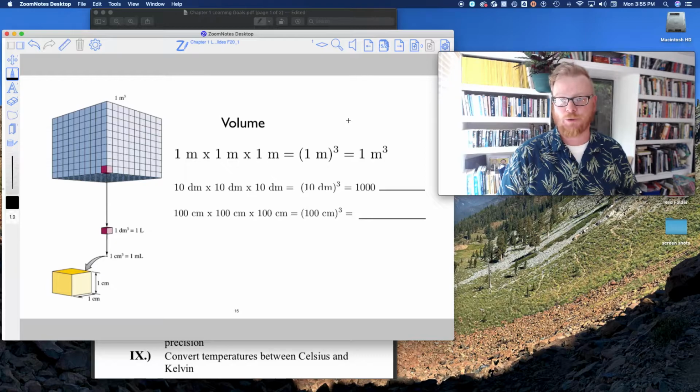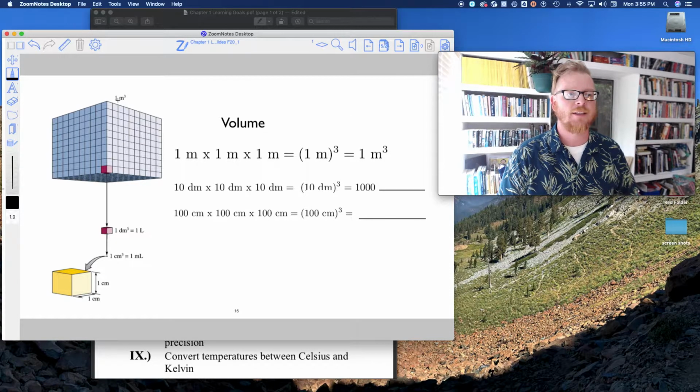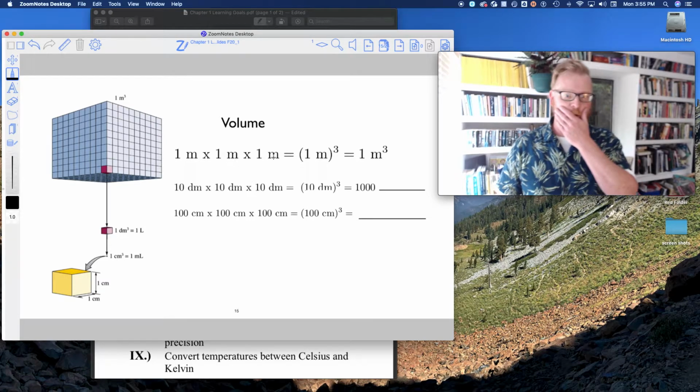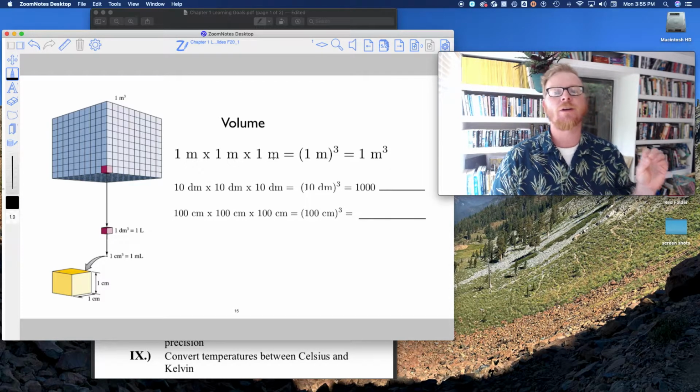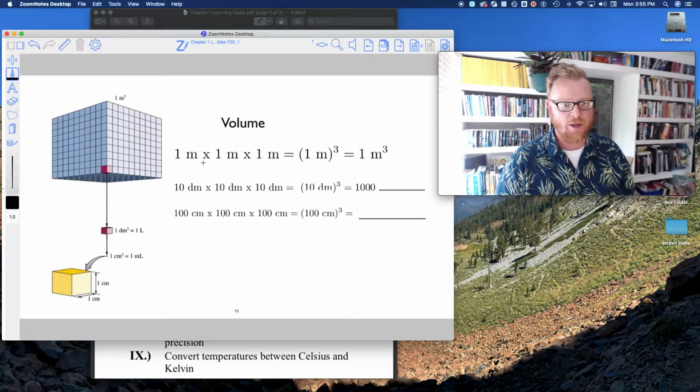So let's talk about volume. Okay, so here I have a box, and as it turns out, this box is 1 cubic meter. So it's 1 meter by 1 meter by 1 meter, which you can see right there. And I'm going to use this volume example to show you how we do math with units, because doing math on the number is important, but doing math on the unit is also important, okay?